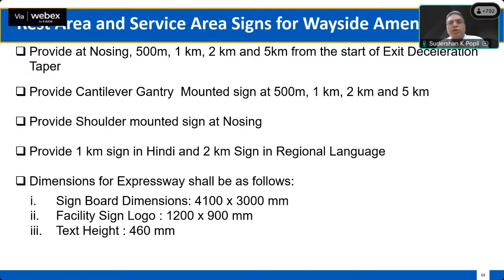1 kilometer, 2 kilometer and 5 kilometer from the start of the exit declaration, because the speeds are too high, 120 kilometer per hour. Then it is required now to place a sign at 5 kilometer. Cantilever gantry signs are to be placed at 500 meter, 1 kilometer, 2 kilometer, 5 kilometer. Provide a shoulder mounted sign at the nosing, and provide the 1 kilometer sign in Hindi and the 2 kilometer sign in regional languages. The dimensions of the signboards are 4.1 meter by 3 meter, 1.2 meter by 900 mm, and text height should be 460 mm.